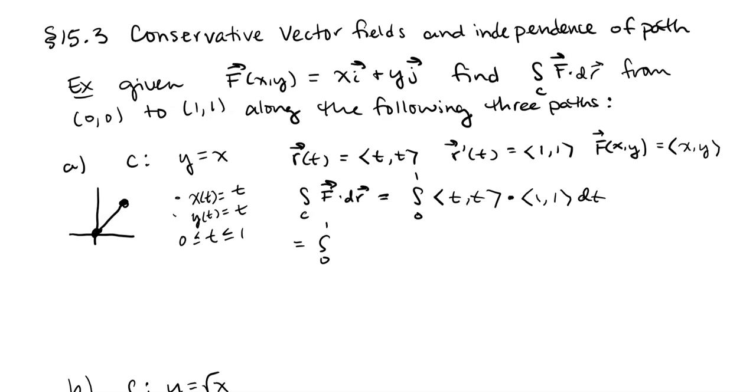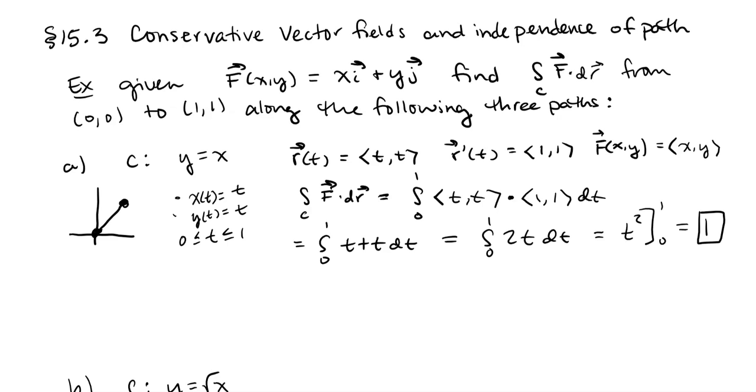So this is going to be the integral from 0 to 1 of t + t dt. So then we get the integral from 0 to 1 of 2t dt, which is going to be t squared. So we'll end up with 2t squared over 2, which simplifies to t squared, and then evaluating that from 0 to 1 gives us 1. So along this path, the line integral is 1.